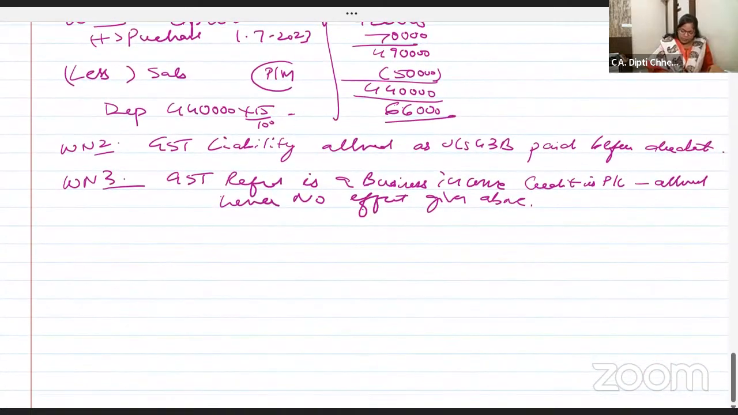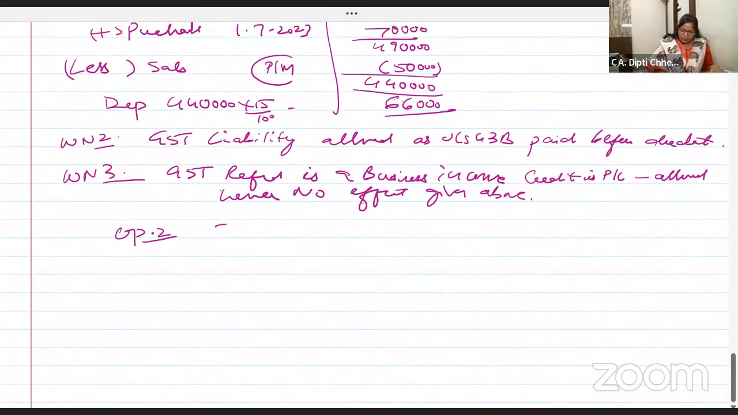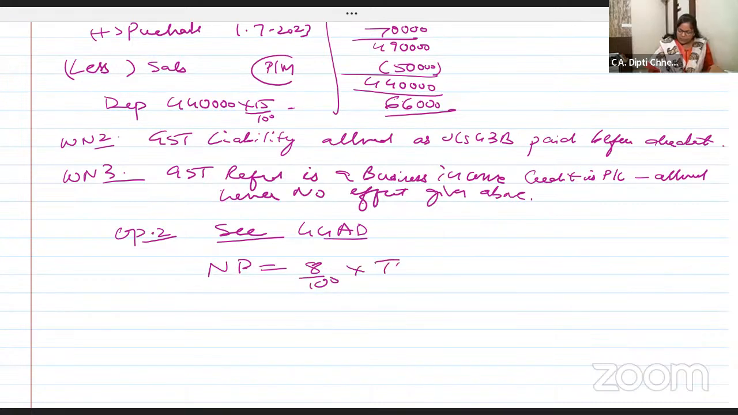Now, problem is not over. They have asked you option 2. If they opt for section 44AD, presumptive taxation, then net profit will be 8% of the turnover. Why 8%? Because it's not digital they have given. So 8% of 12,11,500. That's their turnover, dear students.